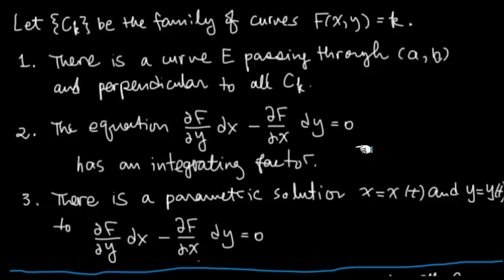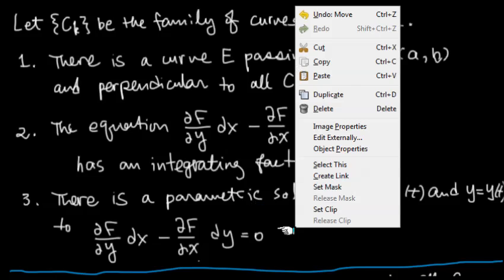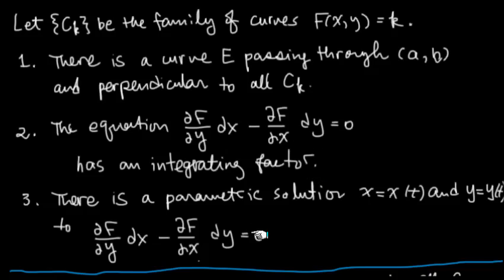So let me come back to this slide again. So far we have established the equivalence of these two problems, and we are going to establish the existence of a parametric solution to this differential equation, which is going to naturally transform to the existence of an orthogonal curve, therefore establishing that this has an integrating factor. So let's show that this differential equation has a parametric solution.